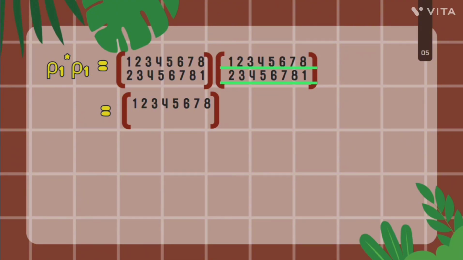Next, titingnan mo yung bottom row ng second parenthesis. As you can see, we have the numbers 2, 3, 4, 5, 6, 7, and 8, and also 1. Ano nga ba yung katapat ng 2 based doon sa first parenthesis? Sa top row. So, 3 ang katapat niya. This is now the result of the P star P. So, this is the answer now, and it is equivalent to the row sub 2.